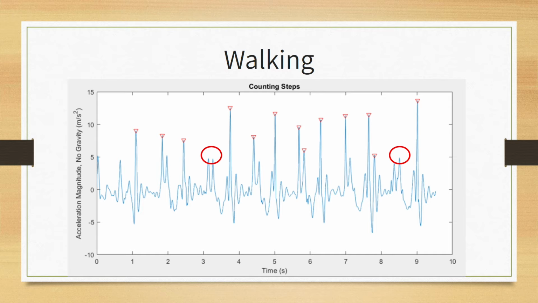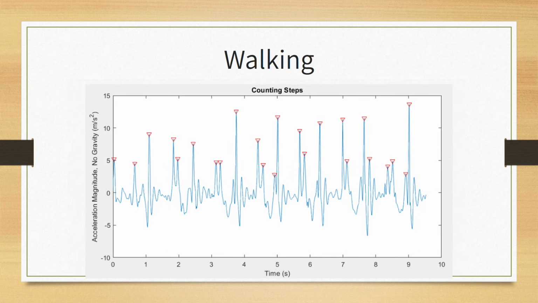The easiest way to improve this is to lower the threshold. Let's try lowering the minimum to 1 times the standard deviation. The steps increase as wanted, but this only works when the test user is walking. Let's take a look at another case, running.